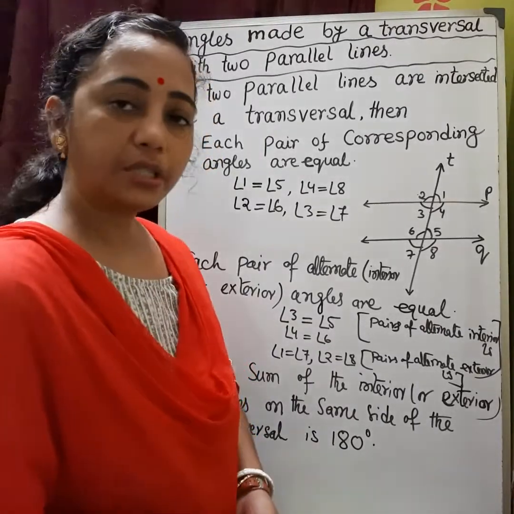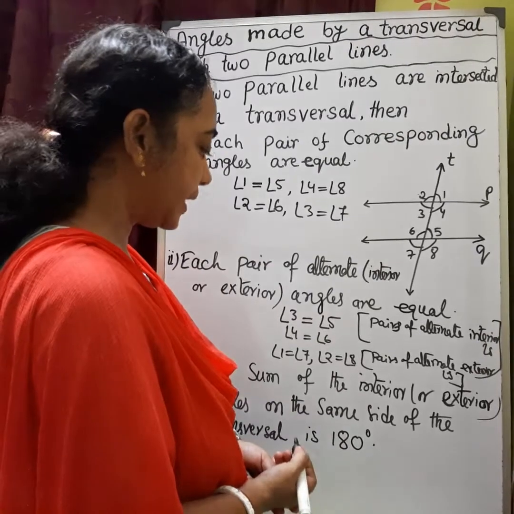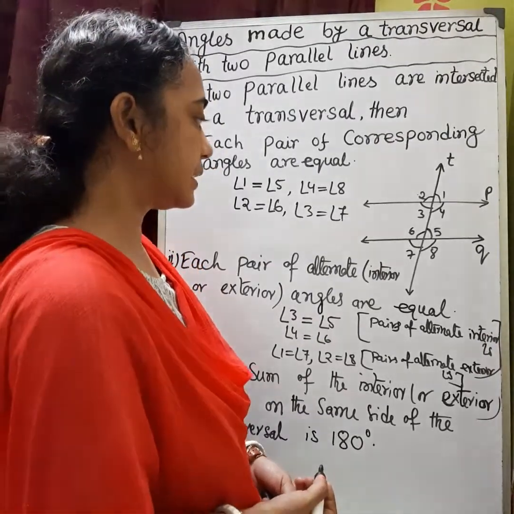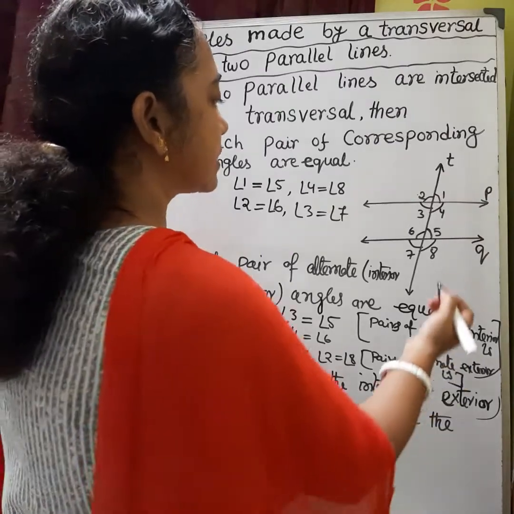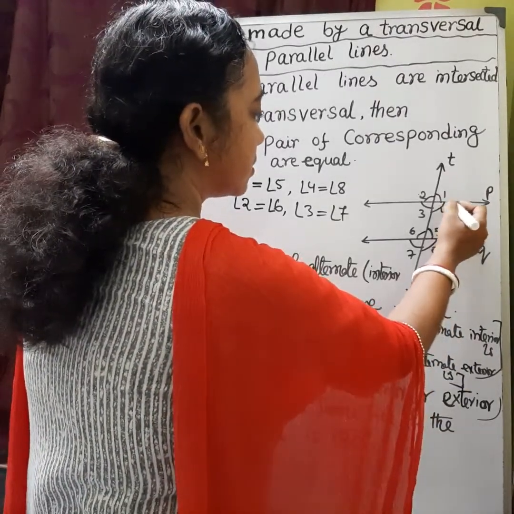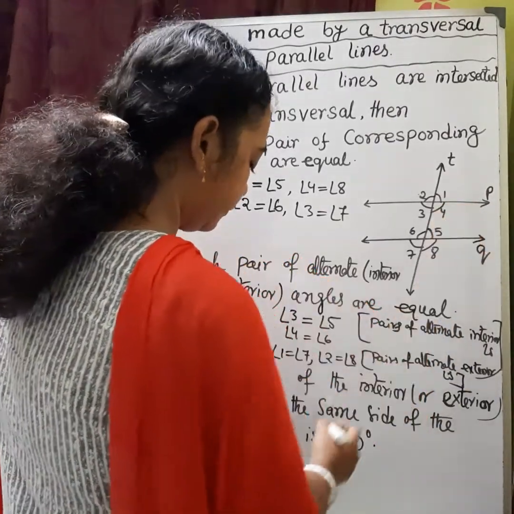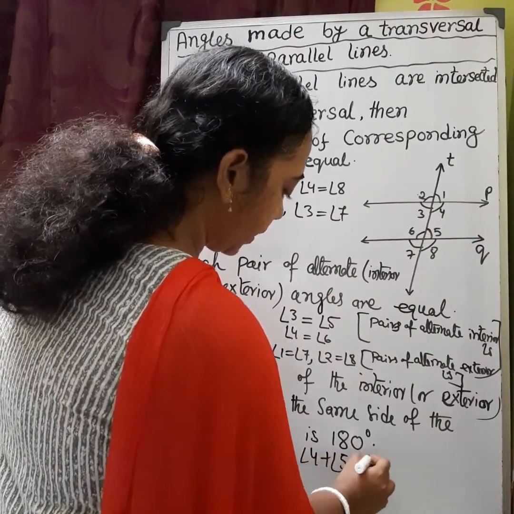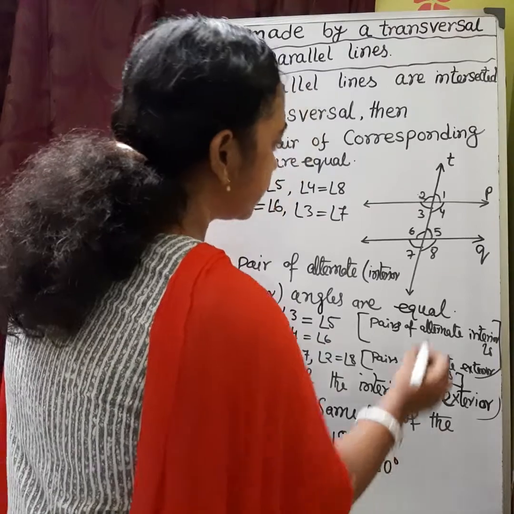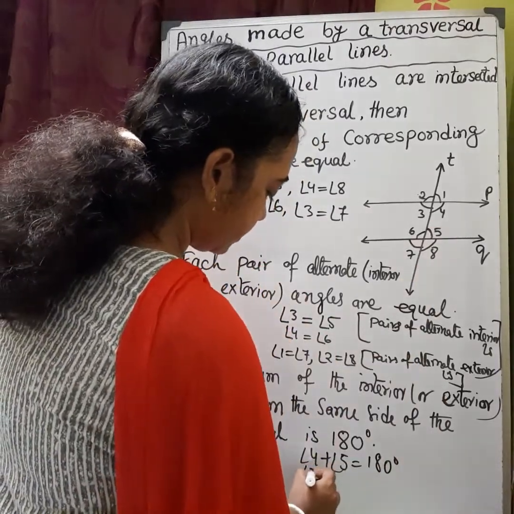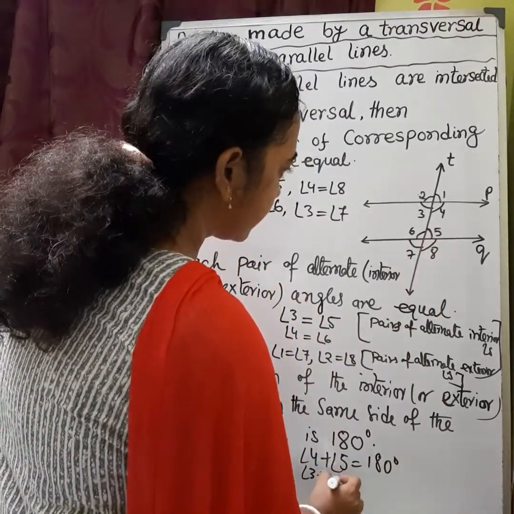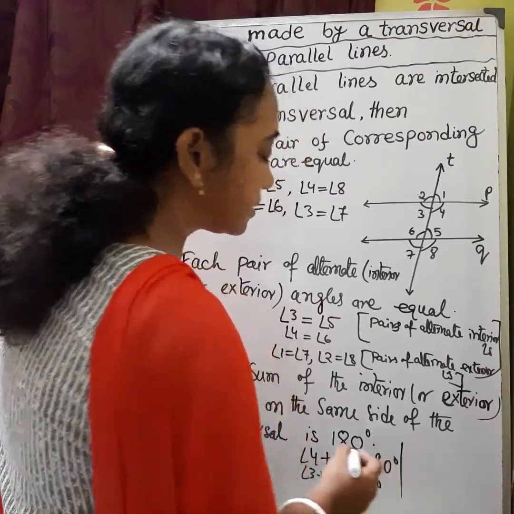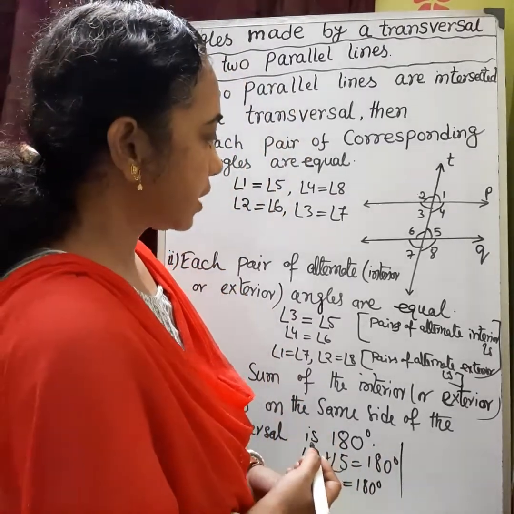Now come to the third property. The sum of the interior or exterior angles on the same side of the transversal is 180 degree. So let us consider the interior angle first on the same side of the transversal, that is angle 4 plus angle 5 is equal to 180 degree. Similarly, angle 3 plus angle 6 is equal to 180 degree. So these are the interior angles on the same side of the transversal.